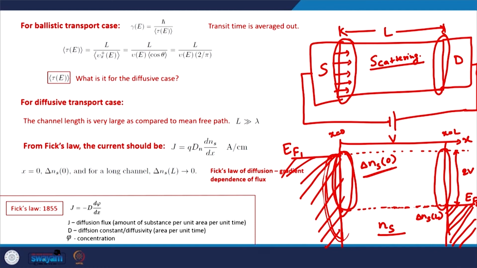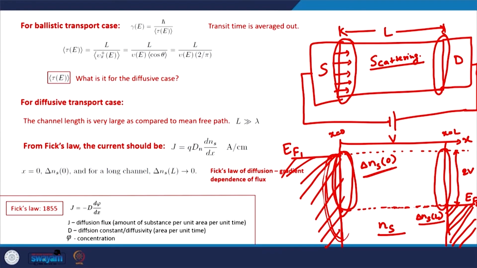Generally in steady state it can be assumed that, in near equilibrium situations, when we do not apply a high voltage to the material, or even in other cases, this population delta Ns L is extremely small as compared to delta Ns 0. So, yeah, let me write it here.